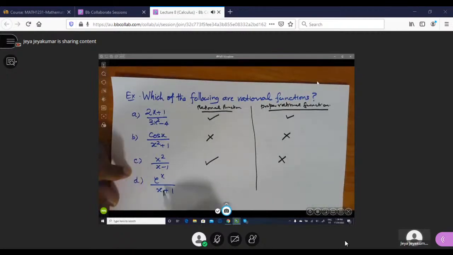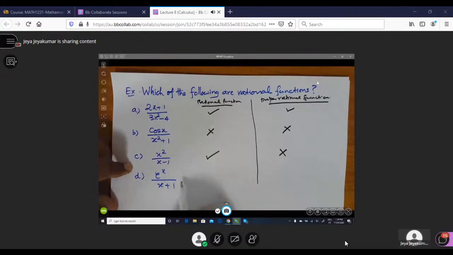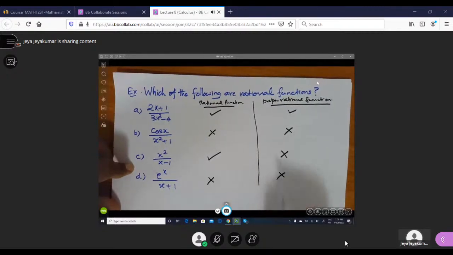What about the last one? e to the x over x plus 1. Is e to the x not a polynomial? Can the numerator have more than 1 x term? Yes, you can have that as well. We will look at more examples like that later on. So here e to the x is not a polynomial, so that's not a rational function.